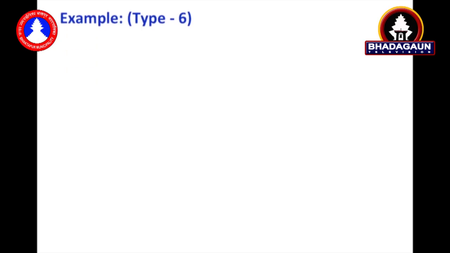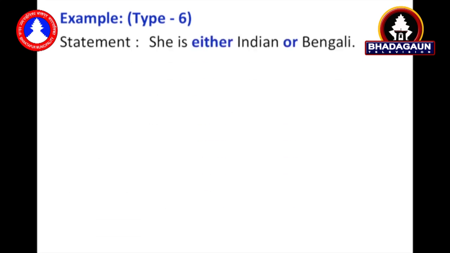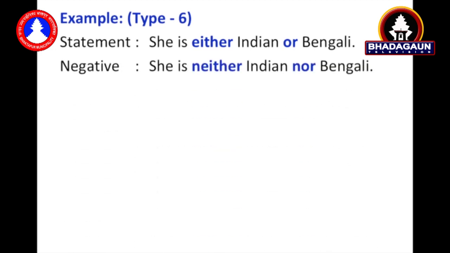Now, example type 6. The statement is, she is either Indian or Bengali. The negative sentence is, she is neither Indian nor Bengali. And now it's quite a different example from the previous examples. Here the words are changed, so either becomes neither, or becomes nor. Neither nor is a complete negative of either or. And so either or is changed into neither nor in negative.